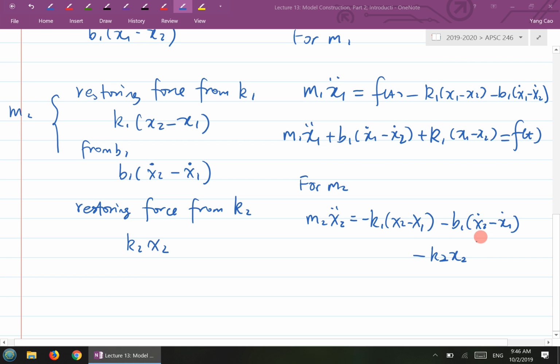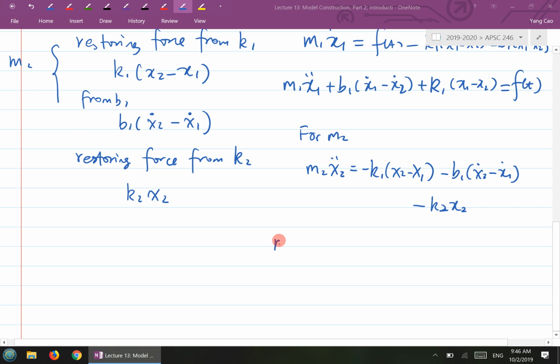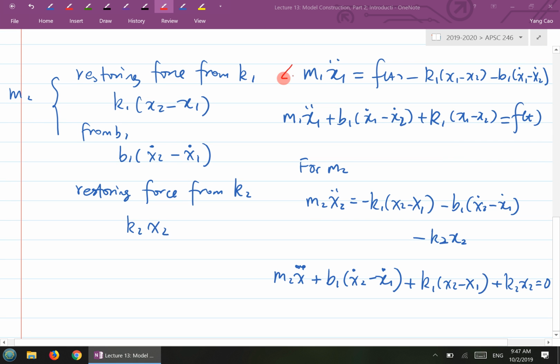And then we move all the x terms to one side. So we get m2 x2 double dot plus b1 times (x2 dot minus x1 dot) plus k1 times (x2 minus x1) plus k2 x2 equal to 0. So you have an equation here and an equation over here. And that's the end of this question.